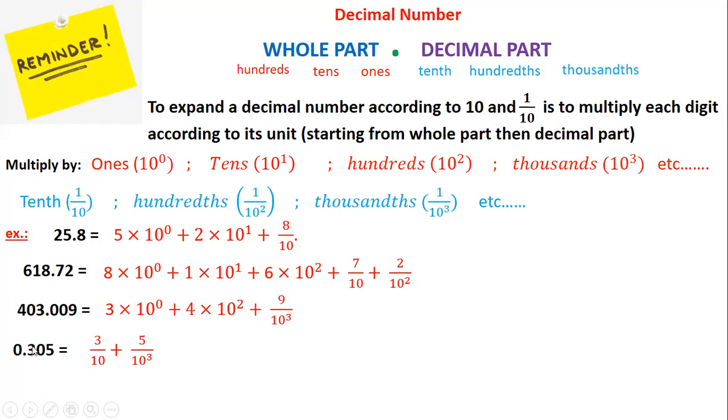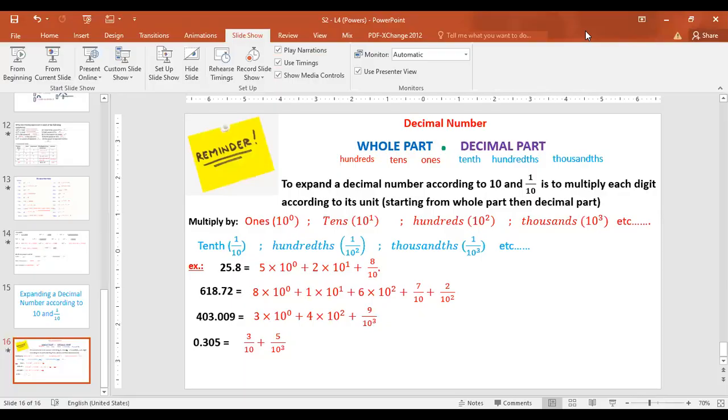This is how we expand. So to know how to expand, we should memorize these. The ones, we multiply it by 10 to the power 0. The tens, we multiply it by 10 to the power 1. The hundreds, we multiply it by 10 squared, etc. The tenth, the digit in the tenth, we write it over 10. Whatever we have in the tenth, we write it over 10. In the hundredth, we write it over 10 squared until we finish. So this is how we expand a decimal number according to powers of 10 and 1 over 10.